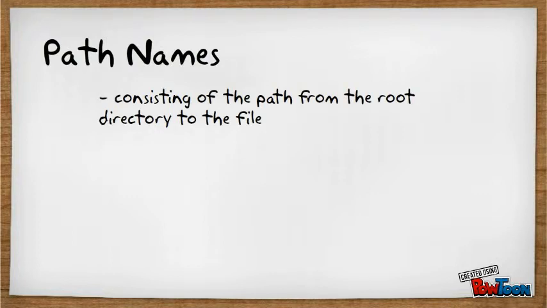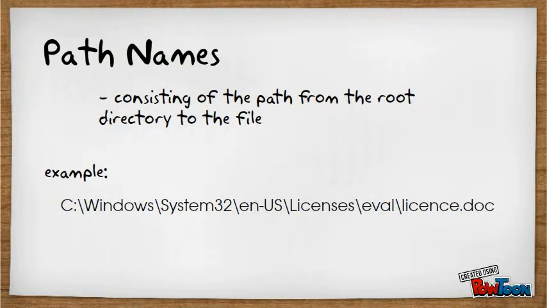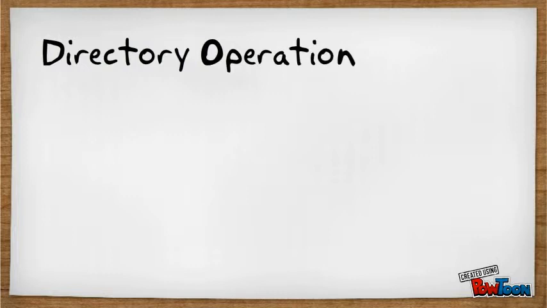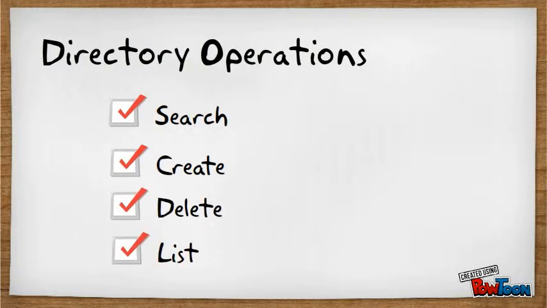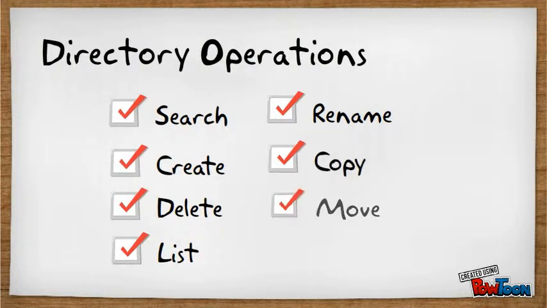Path names. When the file system is organized as a directory tree, some way is needed for specifying file names. In the directory operations, we have search, create, delete, list, rename, copy and move.